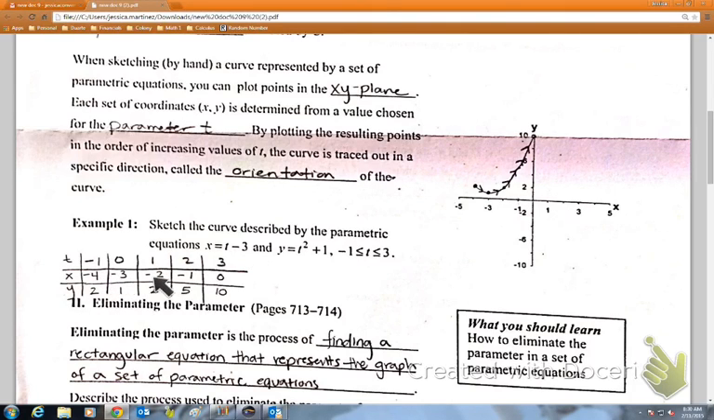Then I'm going to do it with 0. So I plug in 0 here. 0 minus 3, that's -3. Then I do it with 1. 1 minus 3 is -2. 2 minus 3 is -1. And 3 minus 3 is 0.